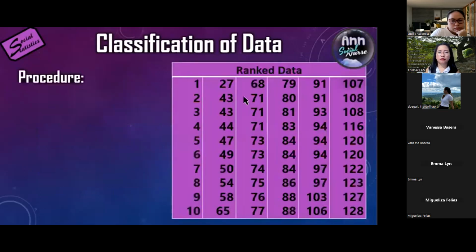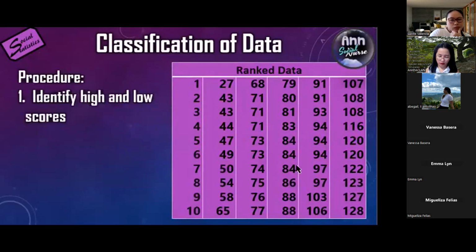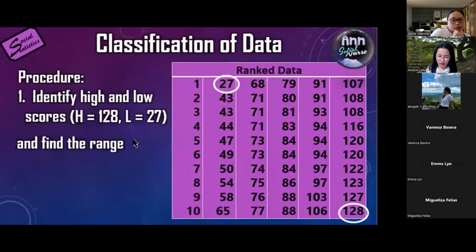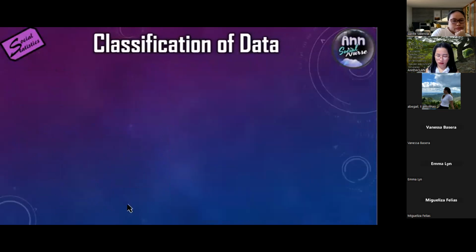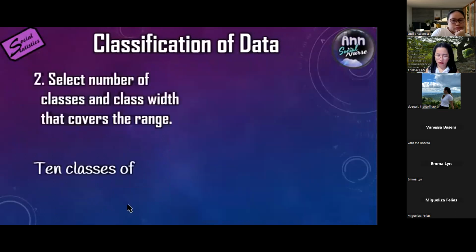So from this rank data, first identify the high and low scores. We can see the high and low scores here, 128 and 27. And find the range. Range is just the highest minus the lowest. 128 minus 27 is 101. That's the range. Next, select the number of classes and class width that covers the range.